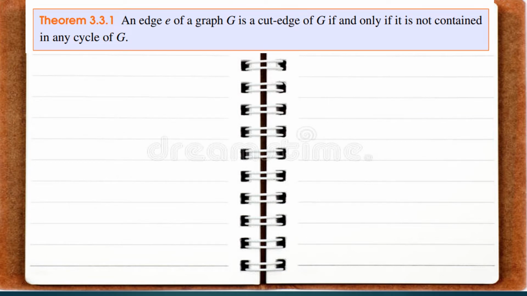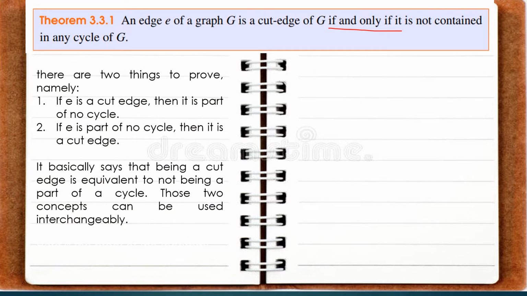Okay, so this is the theorem. Now, the theorem is an if and only if statement. That is why we have to show two proofs. The first one is that if E is a cut edge, then it is part of no cycle. Number two, if E is part of no cycle, then it is a cut edge. So we have to show first the first one: if E is a cut edge, then it is part of no cycle.